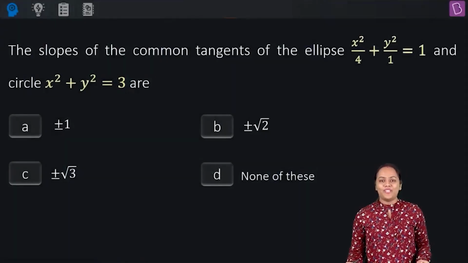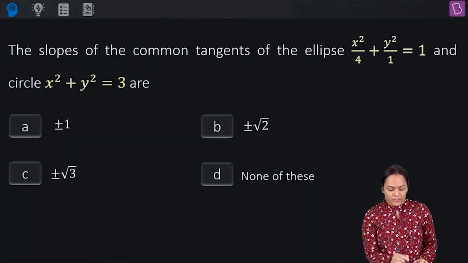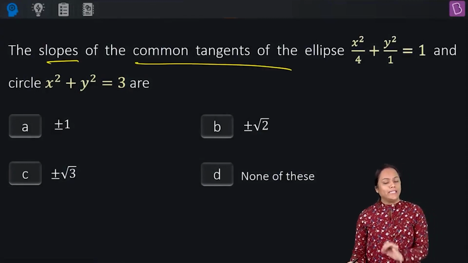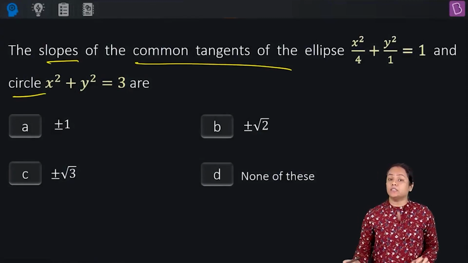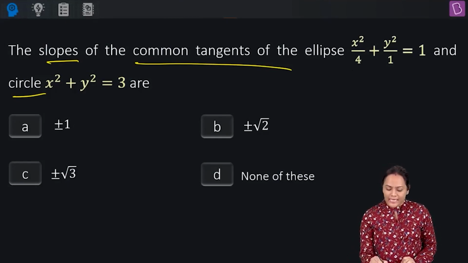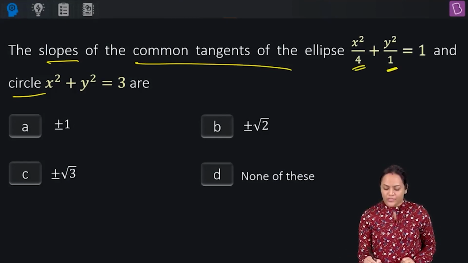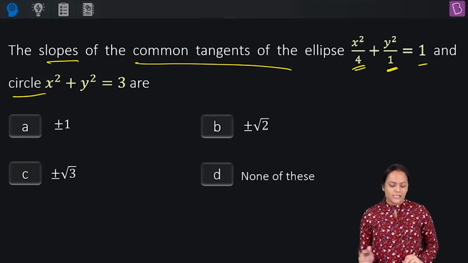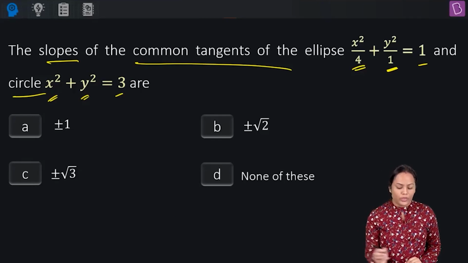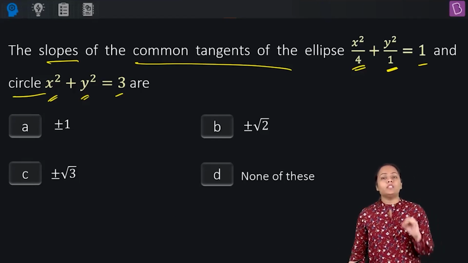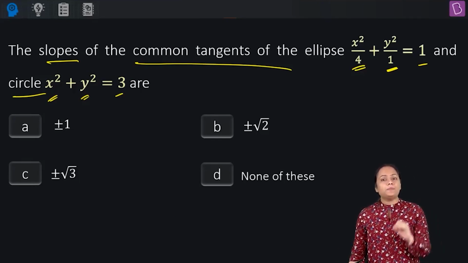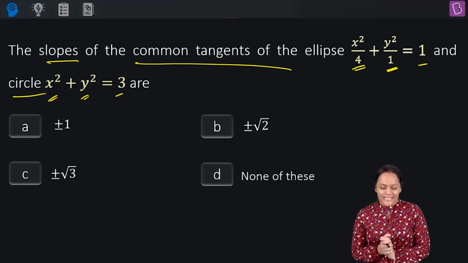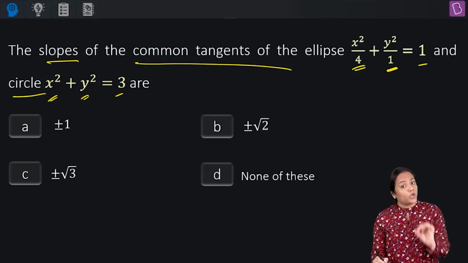Well, moving further, what they have said here is we have to find slopes of common tangents of the ellipse and the circle. Ellipse equation is x square by 4 plus y square by 1 is equal to 1, the standard equation of ellipse, and the circle is x square plus y square is equal to 3. Now we know that both the ellipse and the circle will have the same center. Yes, origin, isn't it?